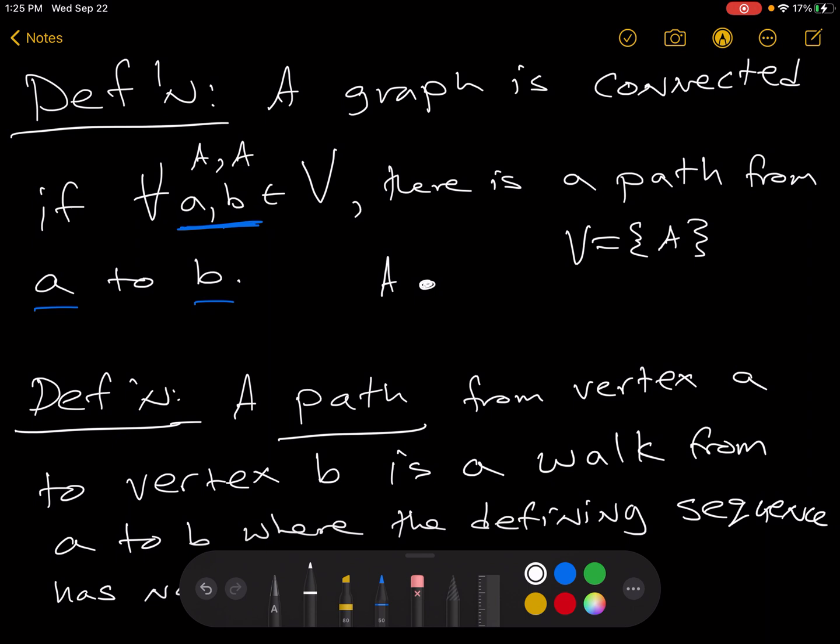there's a path from A to A, and that's just a sequence that starts at A and ends at A. There's no repeats, so this would be your path written in sequence form. The sequence is that. And that is a path, that is a walk from A to A, where the defining sequence has no repeated terms. I mean, there's no repeats there. So yeah, a single vertex is a connected graph.